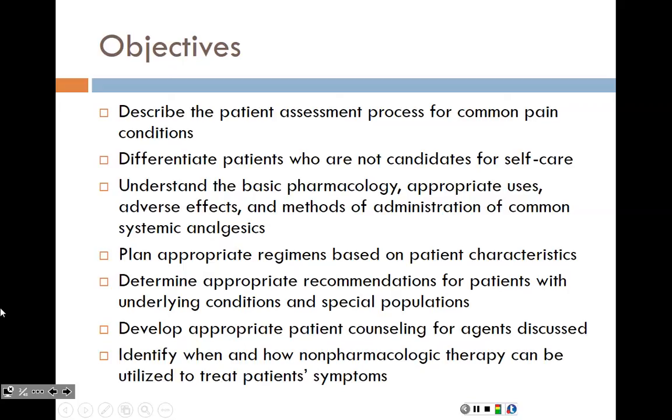So what are we going to talk about today? We're going to talk about how you assess a patient who comes in with a complaint of pain. We'll talk about who is not a candidate for using over-the-counter products. Then we'll differentiate between the three major classes of products that we'll cover today: how they work, when they're appropriate for use, in which patients, side effects, and other core components of the medications. We'll talk about building regimens based on specific patient characteristics, and this will be very similar week in, week out. And then we'll finish up with counseling points and what you tell the patient.